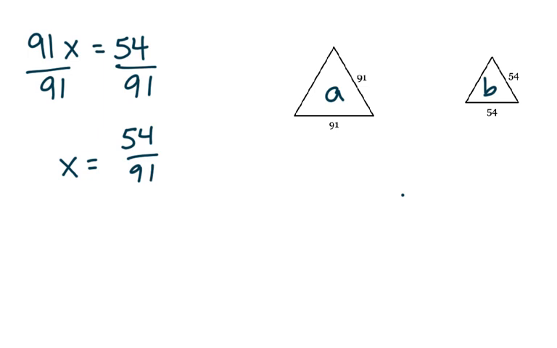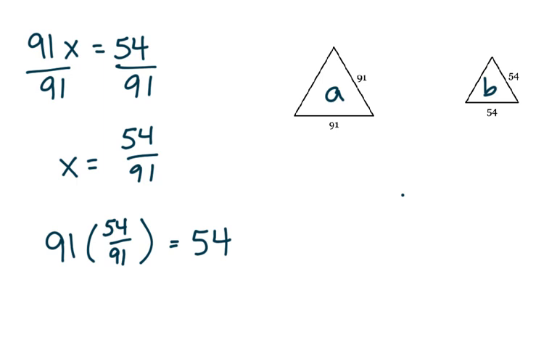And then I can see if this can reduce. 91 is not divisible by 2 or 3 or 5. It might be divisible by 7, but 54 is not, and it's not divisible by 11. So I think this might be the smallest that this fraction can be. A quick check on my calculator does show that 54 over 91 is the smallest value that this can be. So that means that if I were to multiply my initial 91 times my scale factor of 54 over 91, it would indeed give me a value of 54.